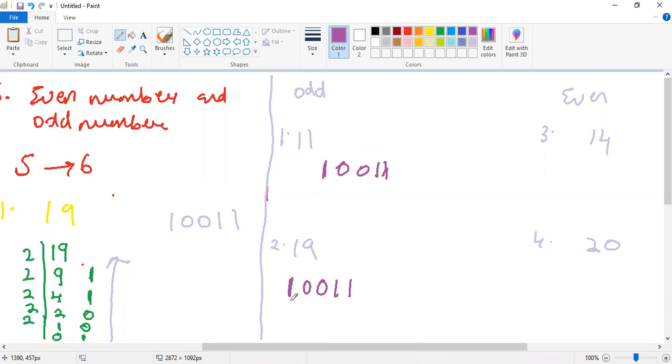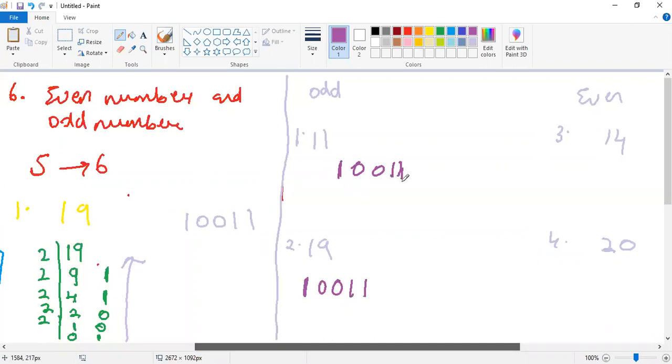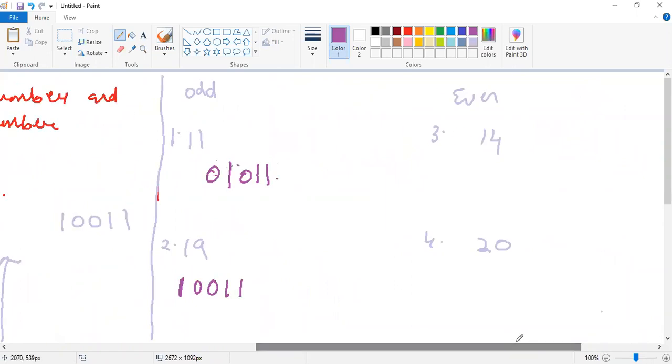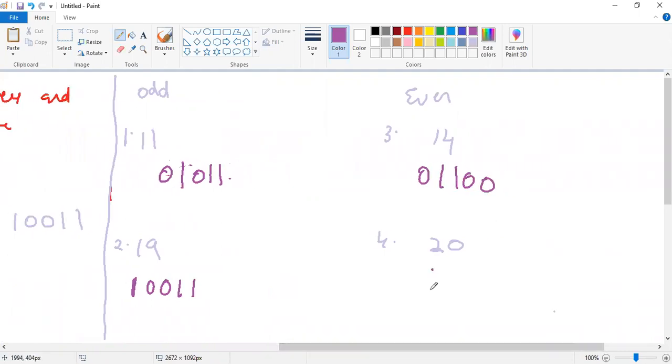Wait, I have written something wrong, I think. No, right, this is for 19. I have written it wrong for 11. For 11 it will be 0 1 0 1 1. Now for 14 it will be 0 1 1 0 0. And for 20 it will be 1 0 1 0 0.